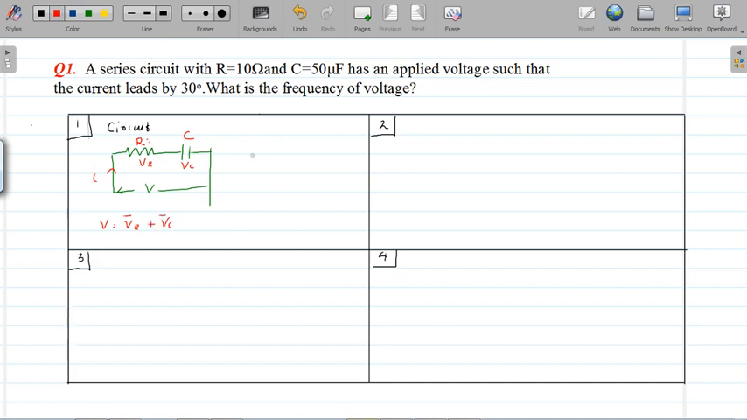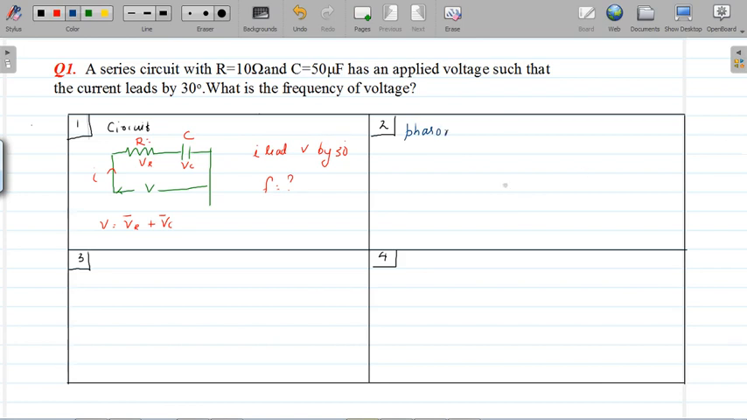Also, it is given that the overall current I leads V by an angle of 30 degrees. That is a hint given. We are asked to find the frequency of the voltage. As a second step, we are going to draw the phasor diagram.